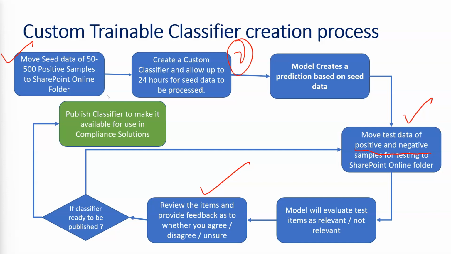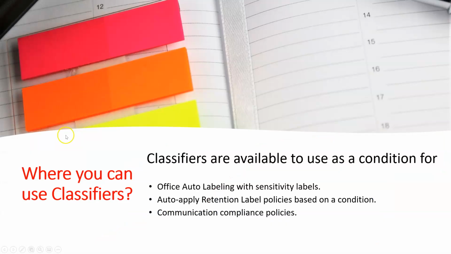If you feel that sufficient evaluation is done and you are good to publish the classifier, you can go ahead and publish the classifier. If you feel that the evaluation still needs to be done and it is not yet production ready, then you can come back to this point and move some more data into it.